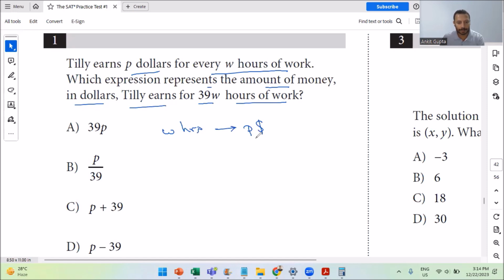So we know for W hours, she's earning P dollars. So for 39 W hours, she will earn P multiplied by 39 W by W dollars, and that will be equal to 39 P dollars. So answer will be option number A.